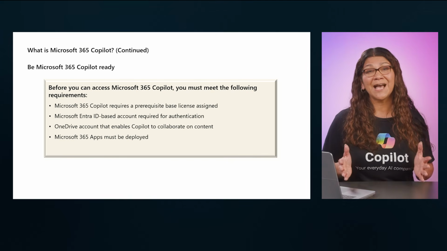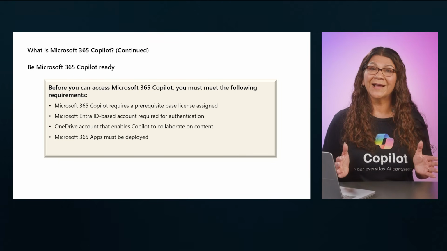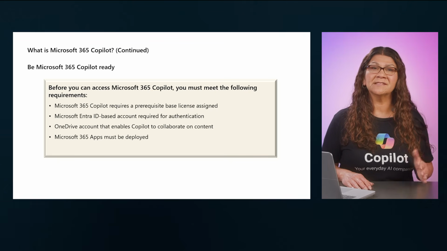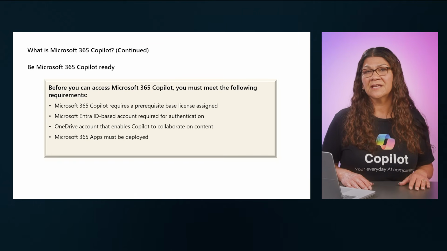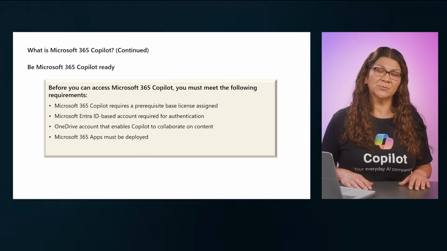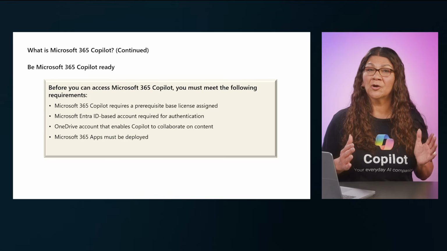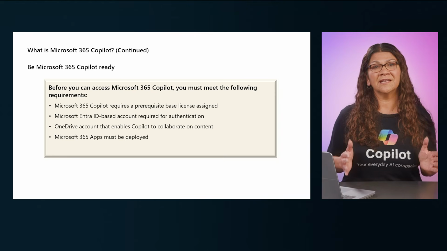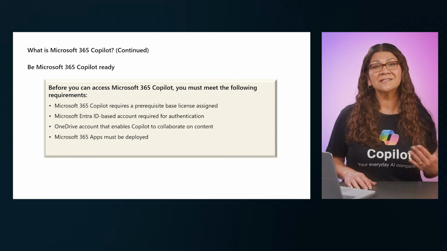Before organizations can tap into the power of Microsoft 365 Copilot, they need to ensure the right technical foundation is in place. And this setup directly supports real-world use cases. Copilot requires a prerequisite base license, such as Microsoft 365 E3, E5, Business Standard, or Business Premium, so it can securely integrate with your Microsoft 365 apps that you're already using every day. And with an Entra ID base account, Copilot can authenticate your identity and tailor responses to your role, your permissions, and your data.